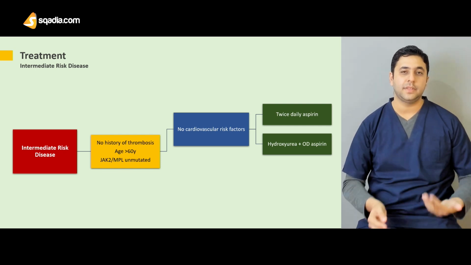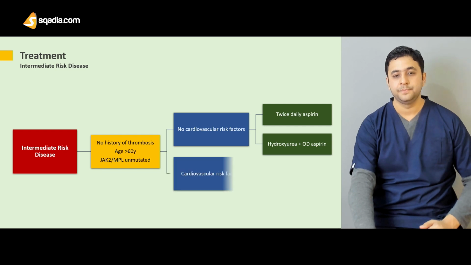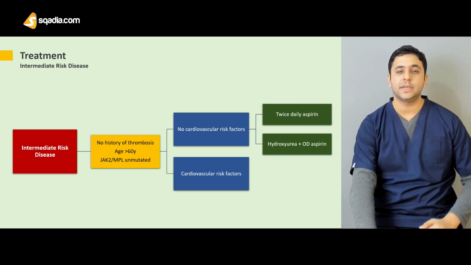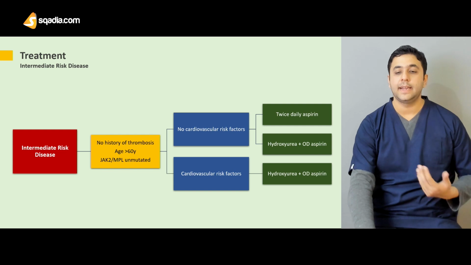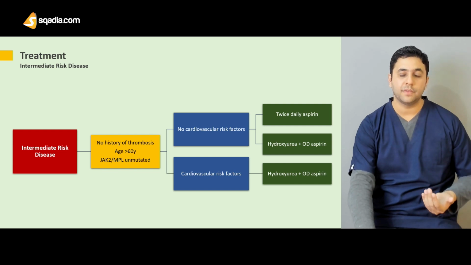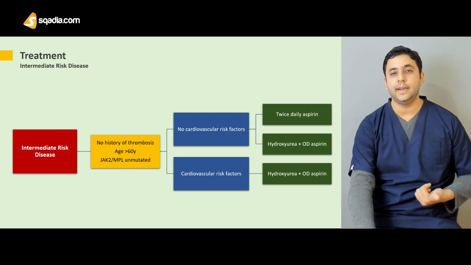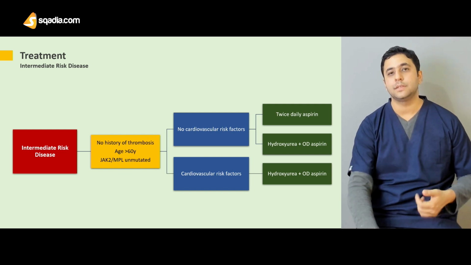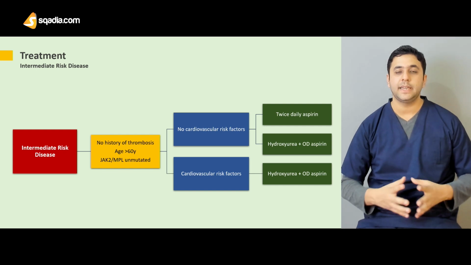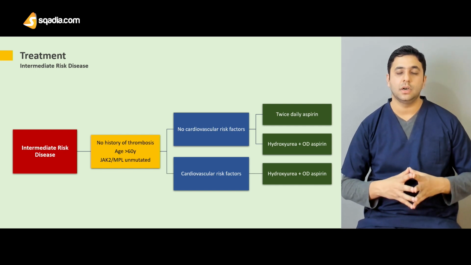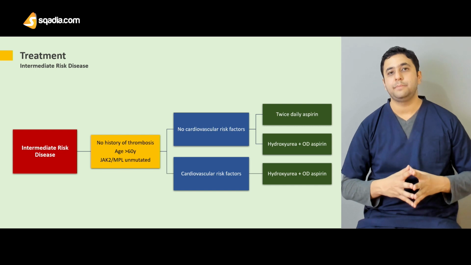risk factors, and if they don't have a cardiovascular risk factor. On the other hand, if the patient has a cardiovascular risk factor, then hydroxyurea plus once daily aspirin is the standard therapy for these patients. So hydroxyurea is generally added to the older patient because it helped us, along with the usage of aspirin, in preventing the complications of thrombosis in these patients.